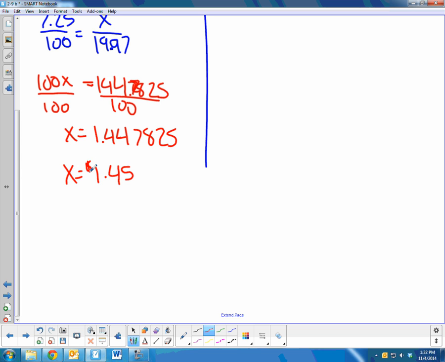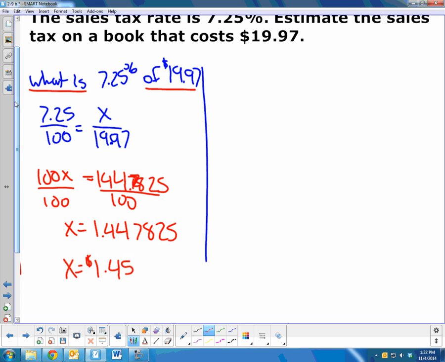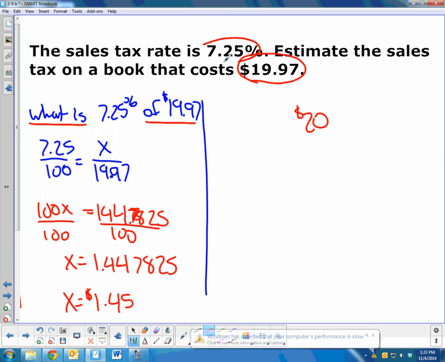$1.45 would be your exact sales tax on a 1997 book. We can estimate too. Now 7.25%, that's not maybe the easiest thing to work out. And so when you're estimating, you might have to tweak things just a little bit. We could get it down to 7.25%, but we can maybe even look at it as, let's round up and make this $20.